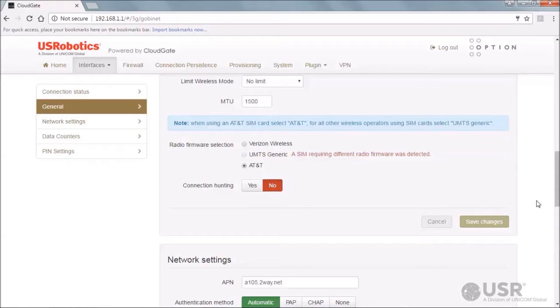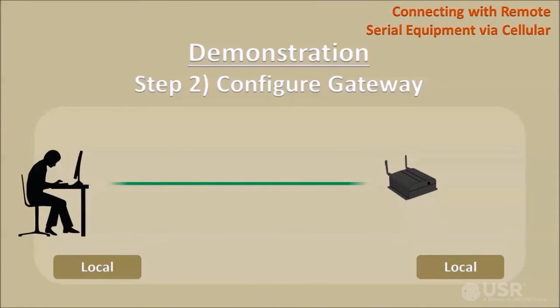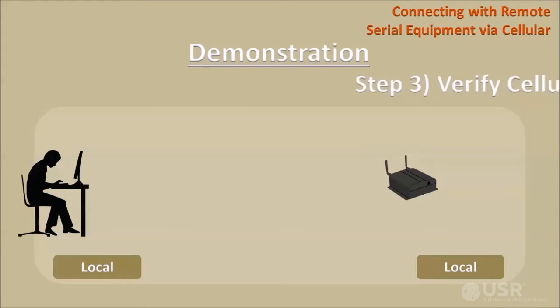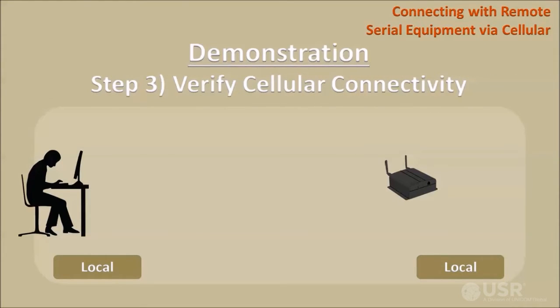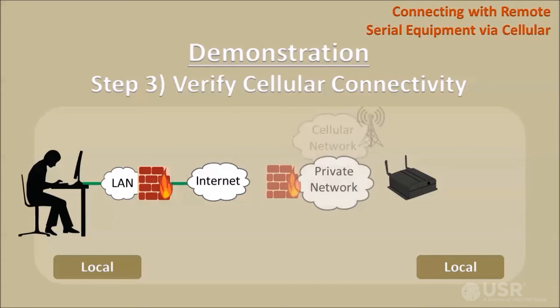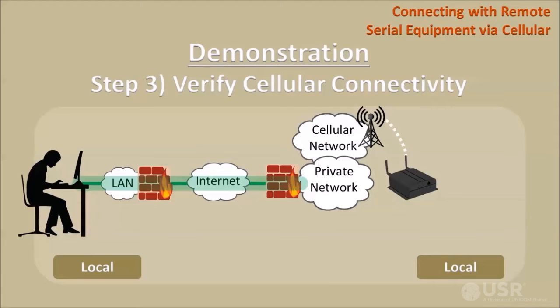The gateway configuration is now complete, so I'll close the browser and disconnect the Ethernet cable from the terminal and gateway. Now I'll verify cellular connectivity to the gateway. I'll connect the terminal to my local area network, which gives me access to the internet. The gateway has been previously set up with connectivity to a cellular network, and a VPN tunnel has been set up.